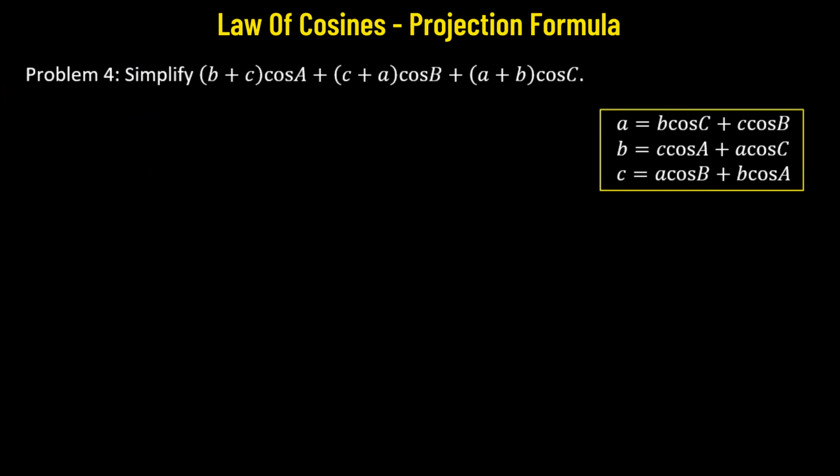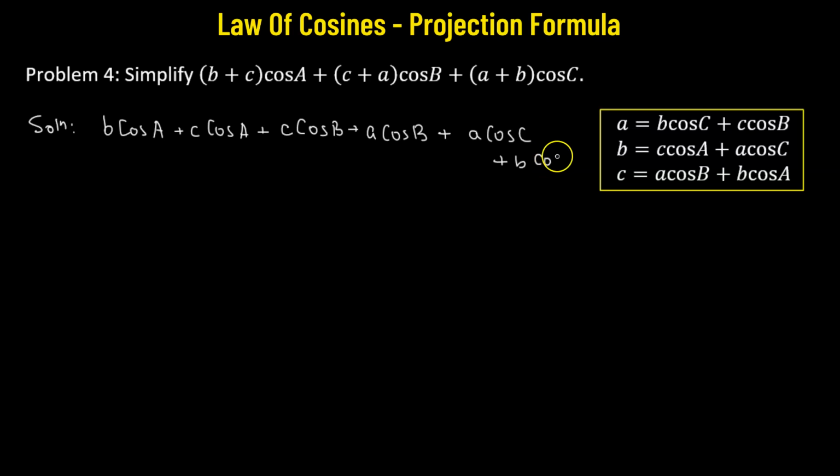Problem number 4. So here we need to simplify (b plus c) times cosine A plus (c plus a) times cosine B plus (a plus b) multiplied to cosine C using the projection formula. Let us begin. So first we are going to distribute cosine A with b plus c. So that gives us b times cosine of A plus c times cosine of A. Then we have cosine of B distributed with c plus a to give us c times cosine of B plus a times cosine of B. Then we have a times cosine of C plus b times cosine of C.